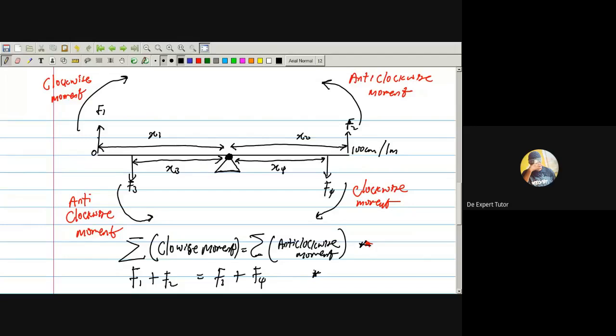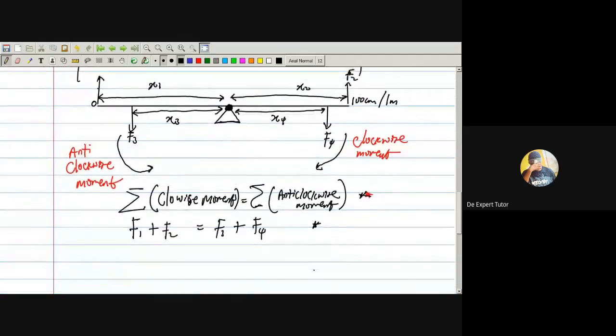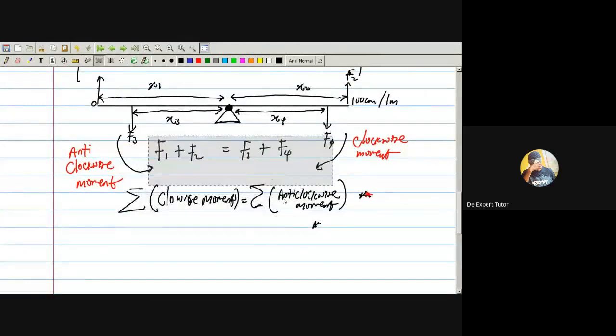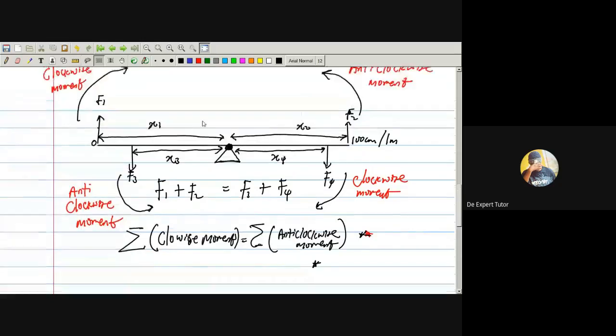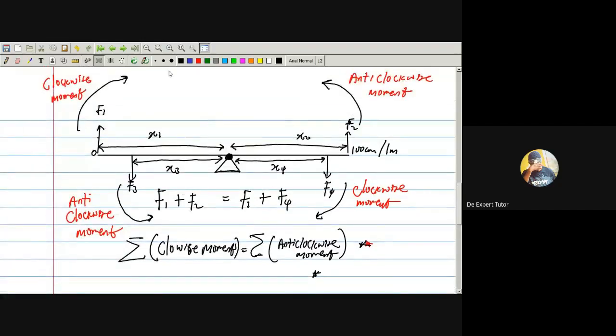Now, let's go back to that first one. Sum of clockwise moments equals sum of anti-clockwise moments. Let me keep this one here. Okay. Now, please pay attention. Don't forget those forces that are creating clockwise moment. Now, let's not look at anticlockwise moment.